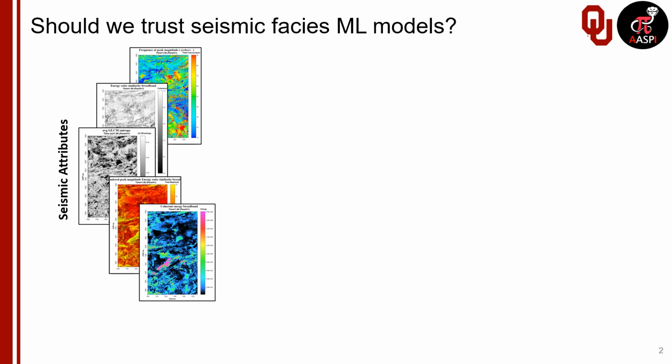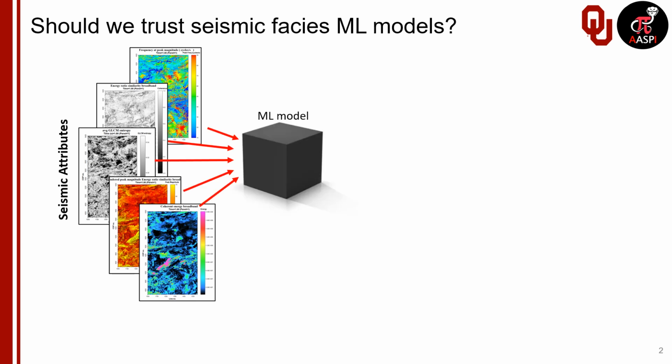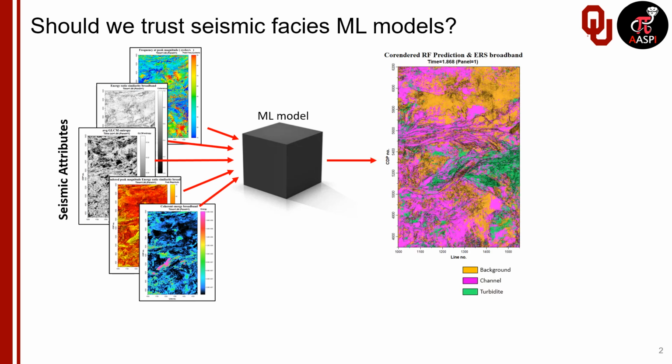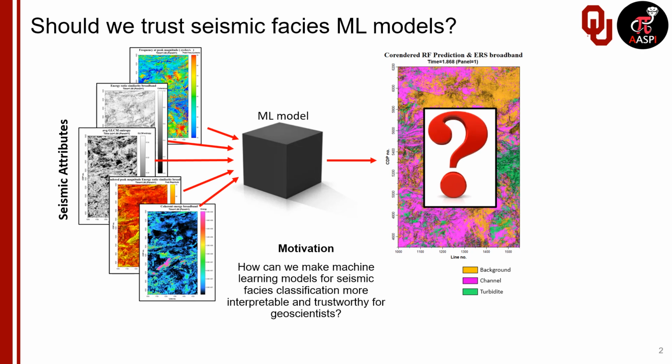The main idea around this is how much do we want to trust seismic facies models made from different machine learning techniques. We put in a whole bunch of different seismic attributes. They go into whatever model you like, whether it's supervised or unsupervised, and it gives us a result. In this case, I'm going to show an example with random forest. And how do we know we can trust it?